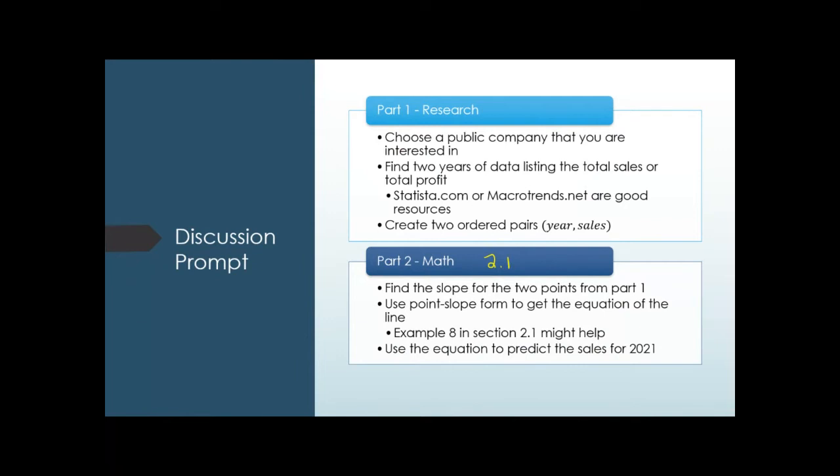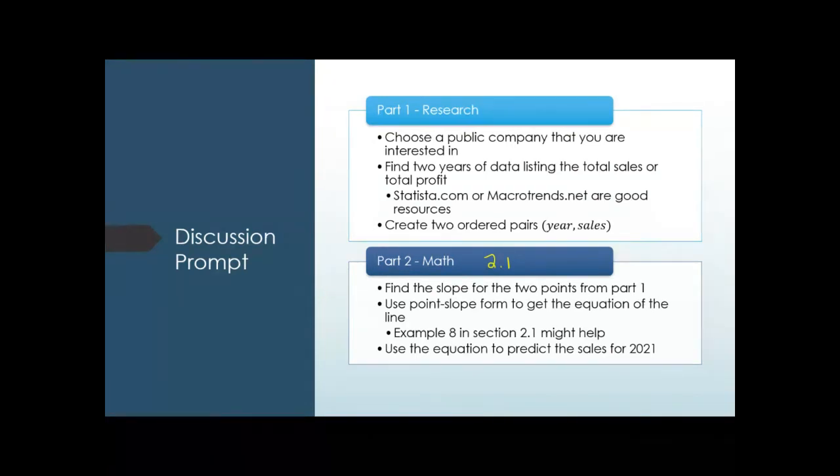Then you're going to use point slope form to get the equation of the line. So you're going to find the slope, which is telling you how much it changes, and then you're going to get an equation based off of that data. And in 2.1, there's actually an example with sales for a company. So that example doesn't show every step, but it should give you a good base. And then once you have your equation, you're going to use the equation to predict the sales for 2021. So 2 years from now, which is 2021, you're going to predict how much do I think this company is going to make then. And so that's the math part in the discussion.